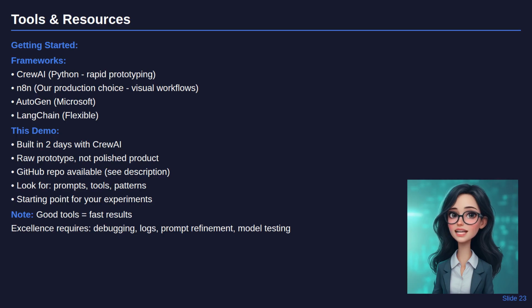To get started, you'll need some tools and frameworks. CrewAI is Python-based and what we used for this demo. It's excellent for rapid prototyping. We built this entire demo in just 2 days. For production, we use n8n because it provides visual workflows that make the agent orchestration visible and modifiable by non-technical team members. AutoGen from Microsoft is another option. LangChain is more flexible, but requires more setup.